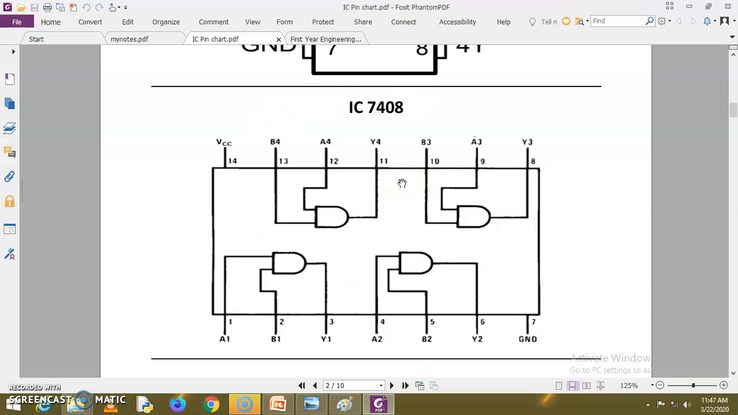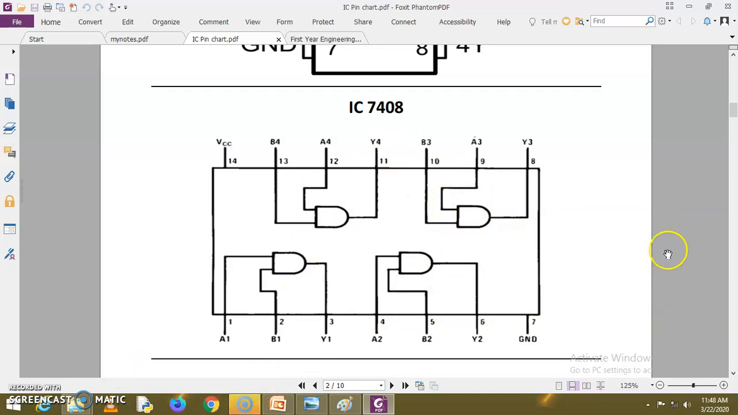So now if you want to use the 4 AND gates at the same time in a single design, you have to use these particular pins as input and output pins here. So you have to follow this IC chart.